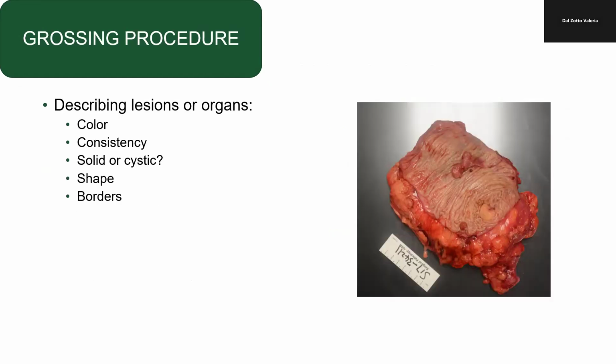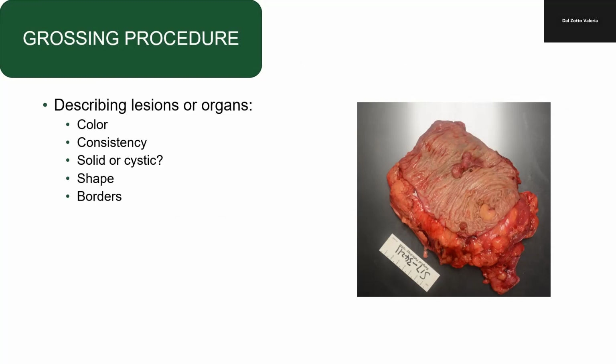Your grossing procedure. One of the most difficult things at the beginning of the residency is to be comfortable describing lesions on organs. We are going to practice this a lot during the first year. But basically, we follow several rules that you can read in the books. You describe the lesion, its color, its consistency, if it's solid or cystic, the shape of the mass or the lesion, and the borders.